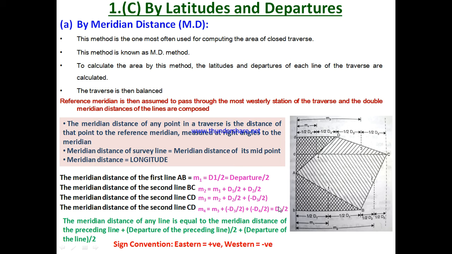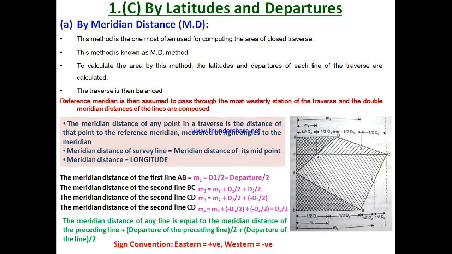How d4 by 2? Because if you cover this distance from here, it will be only d4 by 2 from the reference meridian. So it is equated to d4 by 2. In this manner, the meridian distance of any line is equal to the meridian distance of the previous line plus departure of the previous line by 2 plus departure of the coming line by 2. So in this manner we will calculate meridian distance.